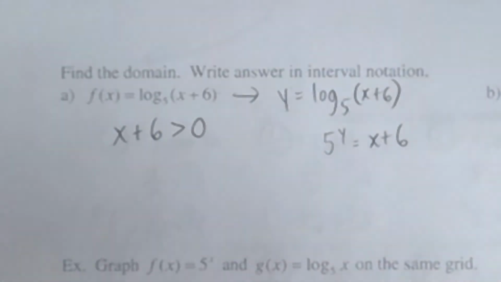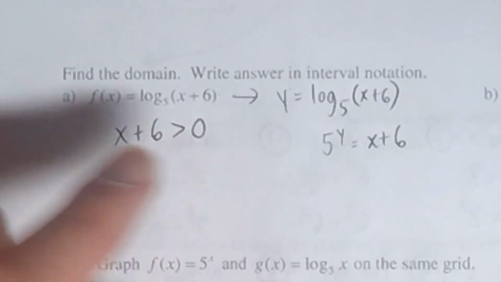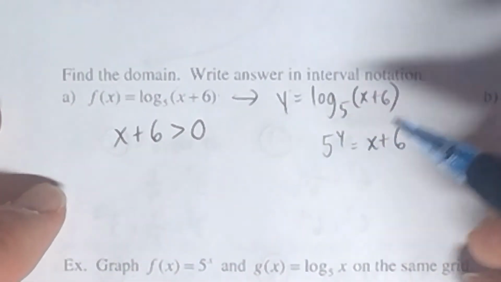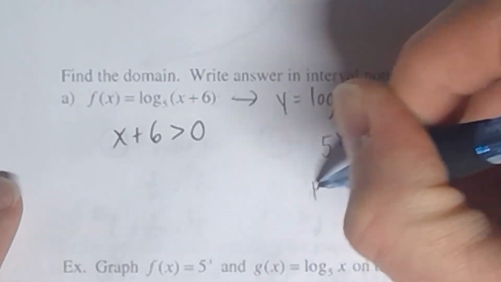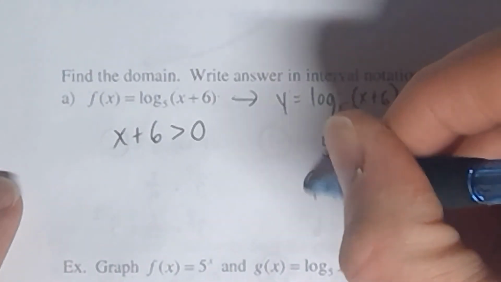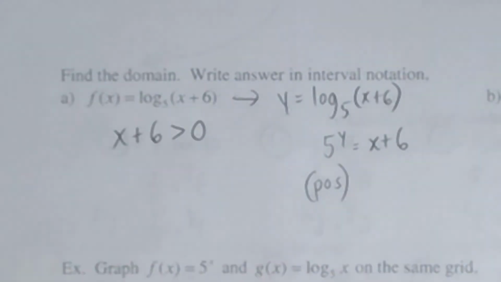Okay, now why does that mean that x plus 6 has to be greater than 0? Here's the thing, and you can write this down. I'll go ahead and write it down right here. A positive number, a positive base, like 5. It doesn't matter what kind of positive number it is, as long as it's positive.